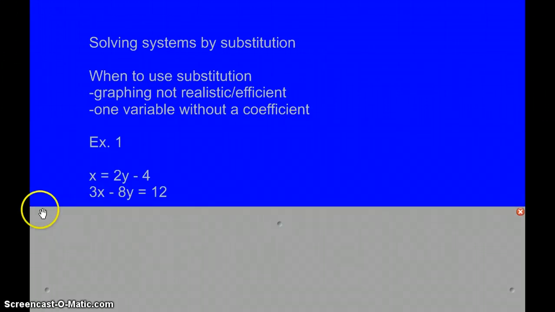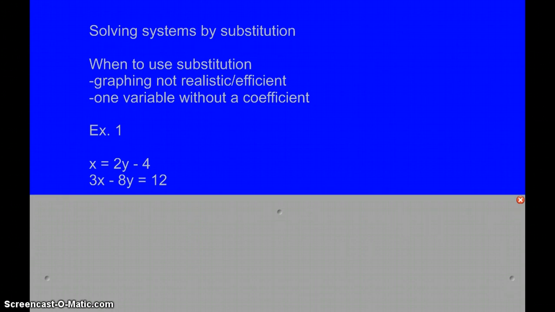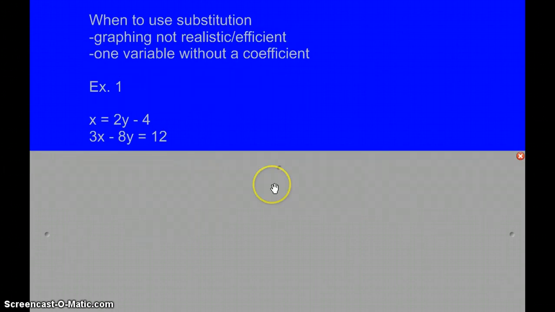Given this system of equations, x equals 2y minus 4, 3x minus 8y equals 12. You notice neither one is y equals, so therefore graphing is not very efficient. And also here we have x equals 2y minus 4. We have an x variable entirely by itself. There's no coefficient on the x, so that allows us to use substitution fairly easily.